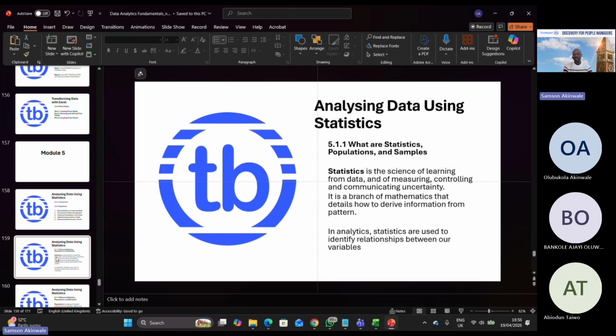Statistics in general is the science of learning from data, an ability to pick up information or insight from data. You are simply under the phenomenon called statistics, or the concept called statistics. And it is about measuring, it's about controlling, it's about communicating uncertainty with data. It is also called a branch of mathematics. Statistics is a branch of mathematics, and probably that is why people who are not friendly with mathematics are probably also not friendly with statistics.